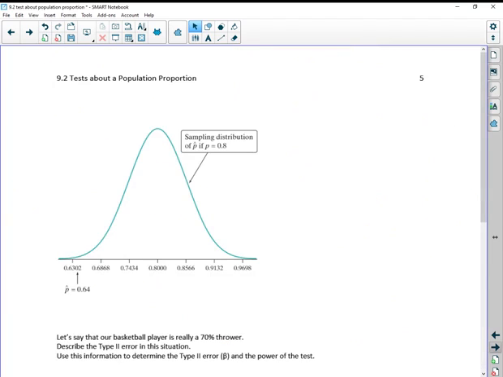So if we look at this situation, let's say that he really isn't an 80% basketball player. This is going to be a little bit complicated. We have to take this piece by piece as we look at what's the type 2 error, what's the power of the test, the probability of type 2 error. Those can be more difficult situations to understand.